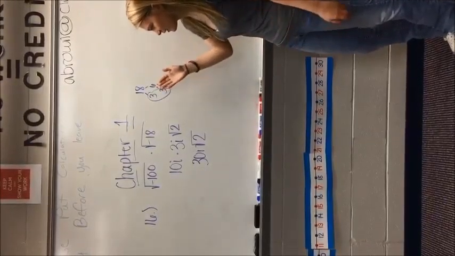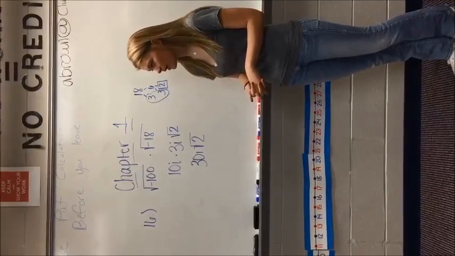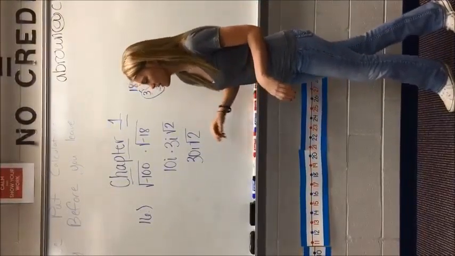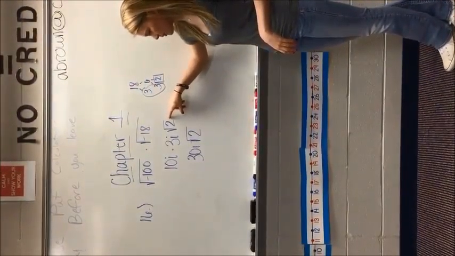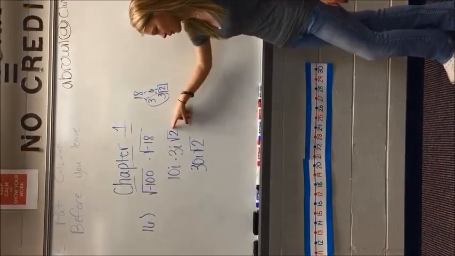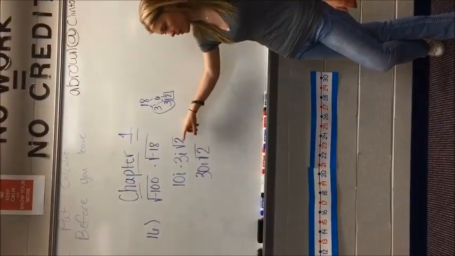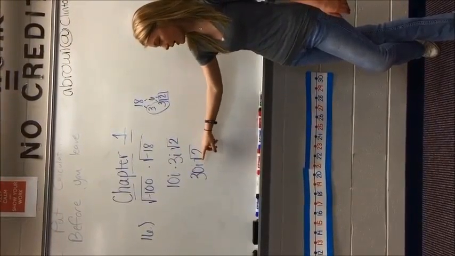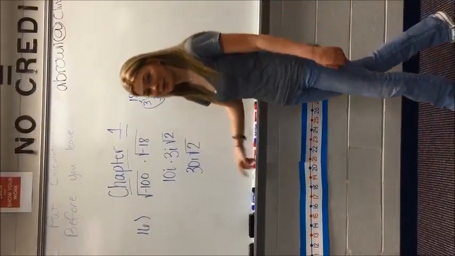Alright, you can see here that the mistake with number 16 on Chapter 1, most students didn't simplify this, and they just left it as 10i times 3i with square root of 2, when they should have multiplied the i terms together to get 30i square root of 2.